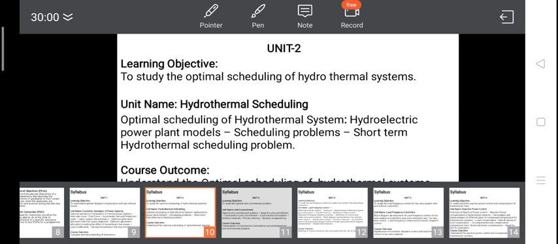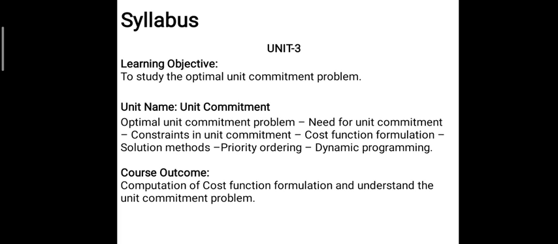What is Unit 3? Unit commitment. The learning objective for this unit is to study the optimal unit commitment problem. Now, the topics in unit commitment are the optimal unit commitment problem, that is comparison with economic load dispatch, the need for unit commitment, and the constraints in unit commitment.